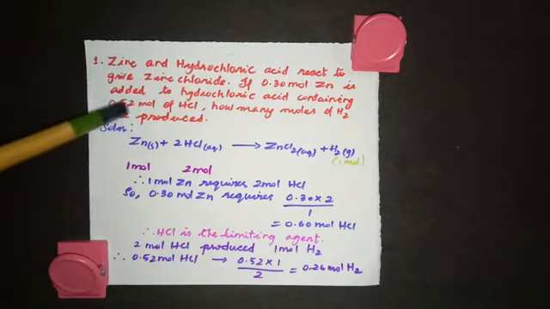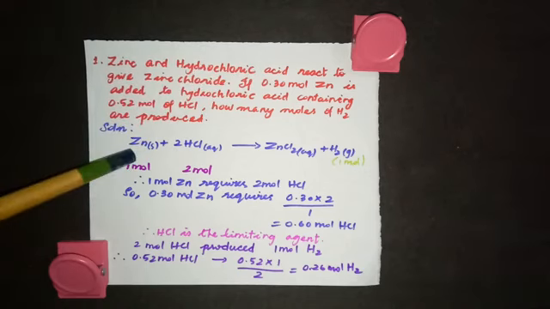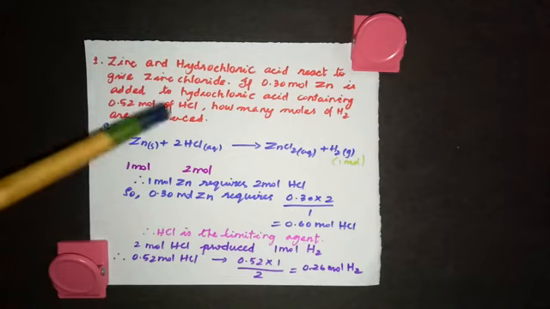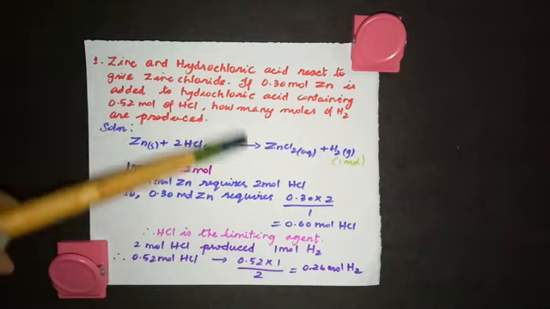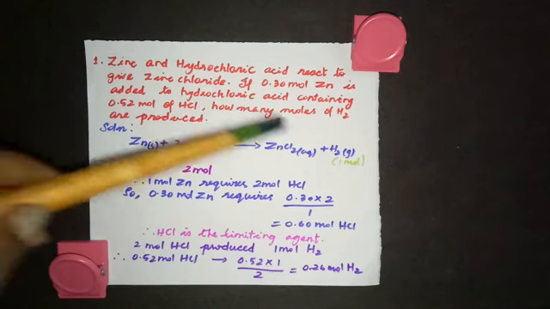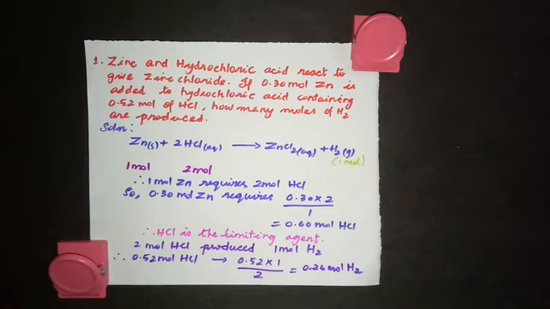Now here look at this question, 0.30 mole of zinc and 0.52 mole of HCl. So the quantity of both the reactants is given. So we cannot calculate by that method which we have seen at the start of the video. Now I'll show you how to do this calculation. How many moles of H2 are produced? That is the question. So you have to calculate the quantity of H2 produced.